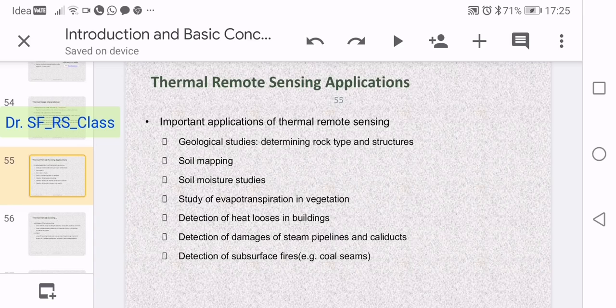And in the case of soil also, it is similar. It depends upon the moisture content, the clay content, and the soil texture. All these things will cause different thermal emissions, which help us to identify these different types of soils. And soil moisture studies can be easily done based on the thermal characteristics.